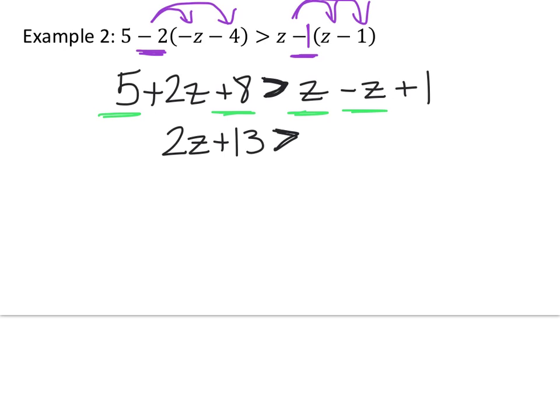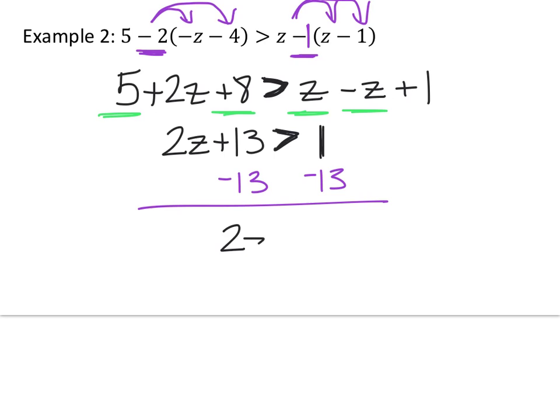Again, I still have my greater than sign. Z minus z means my z's are gone. There's nothing left. They just cancel each other out. So all I have on this side is a 1. Now I'm down to just a two-step inequality. I'm going to subtract 13 from both sides.